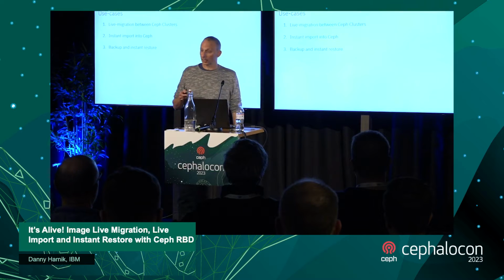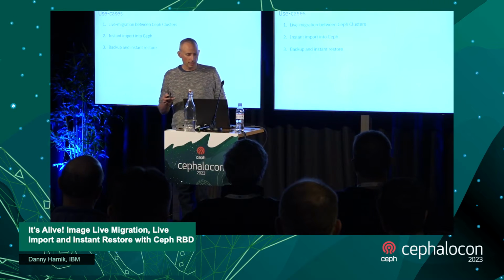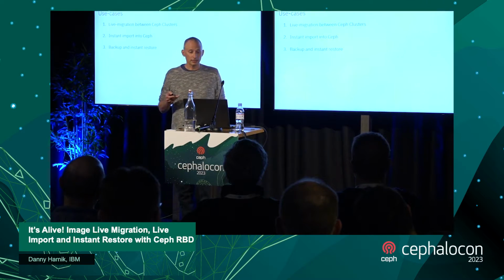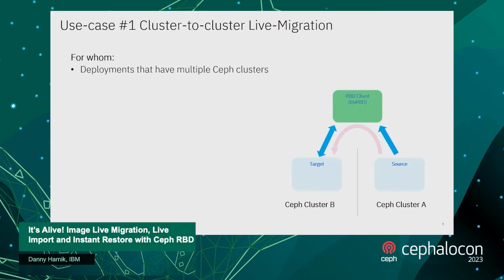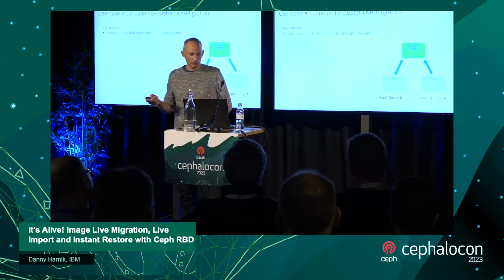One is live migration between Ceph clusters. The other is instant import into Ceph, and the third is backup and instant restore. So let's start with the first one, kind of a warm-up. It's a cluster-to-cluster migration between Ceph. It's just a natural progression from doing a migration of a volume within a cluster. Why not move between 2 clusters?